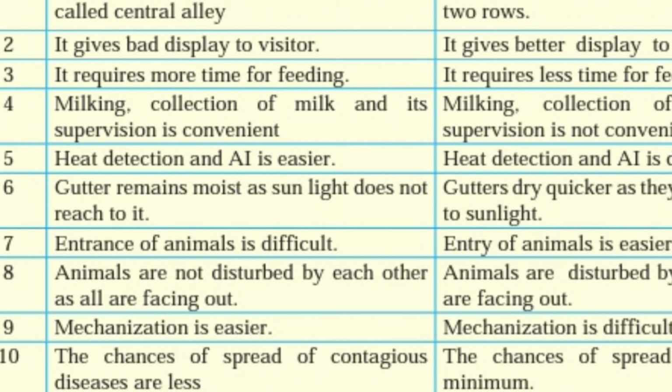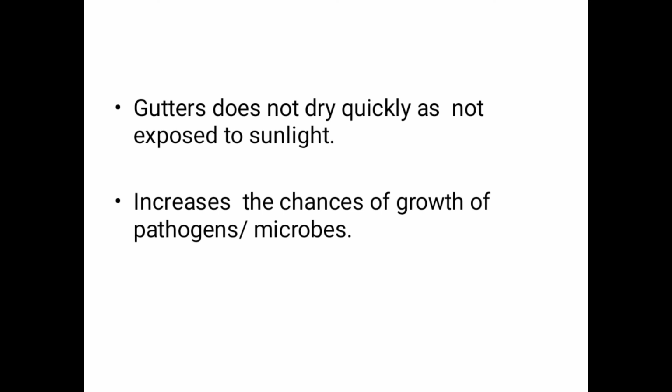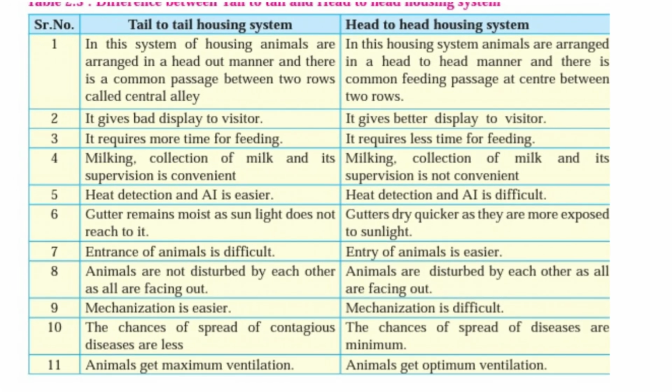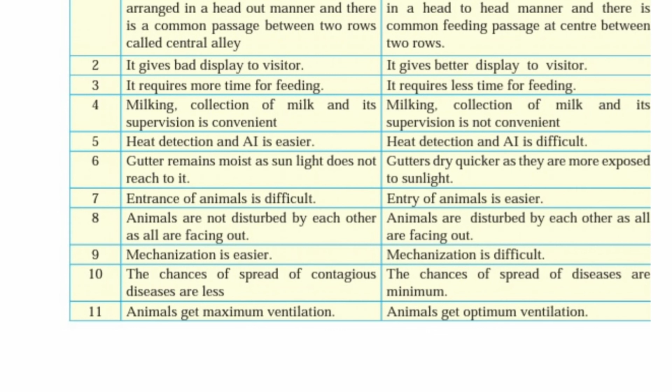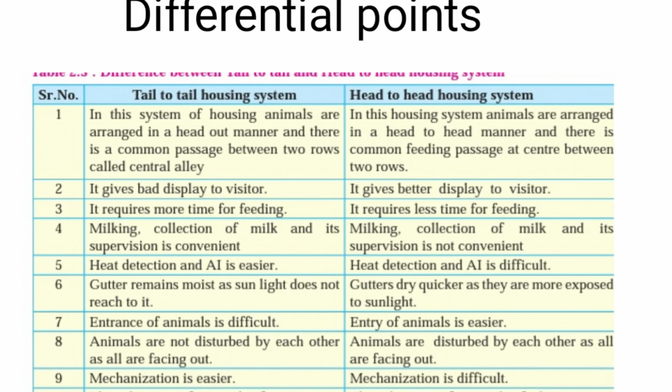Then animals are not disturbed, particularly at the time of milking, in tail to tail housing system, as the heads are not facing each other. Reverse is the case with head to head housing system. And these are the other differential points. The chances of spread of contagious diseases we have discussed already. Then about ventilation, in tail to tail housing system the animals get more ventilation as compared to head to head housing system. So these are the differential points between these two types of conventional housing system.